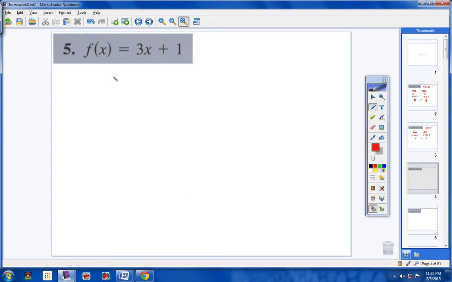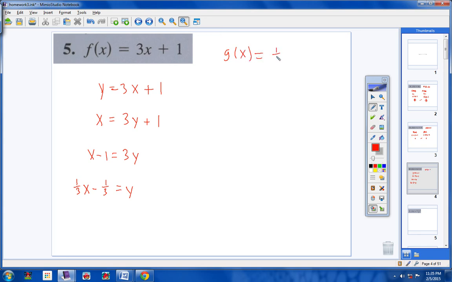Alright, let's find the inverse of this function. Y equals 3x plus 1. In order to find an inverse, we swap the x's and y's. Where the y's are, you put an x, and where the x's are, you put y's. Now we're going to solve for y. Bring your 1 over and make it a negative 1, and then divide everything by 3. So 1/3 x minus 1/3 equals y. So our inverse function, we're going to call our inverse functions g of x, is 1/3 x minus 1/3.